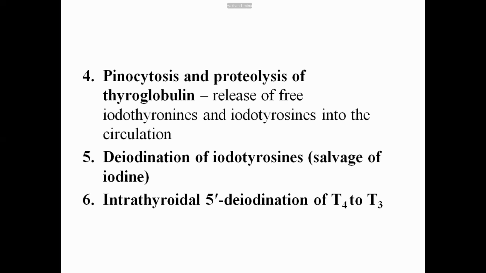And as we discussed on the earlier slides, some of the thyroxine is deiodinated to form triiodothyronine. Though most of the thyroxine is converted to triiodothyronine in the peripheral tissues, some can be converted to triiodothyronine in the thyroid gland itself by the same enzyme, the deiodinase enzyme.